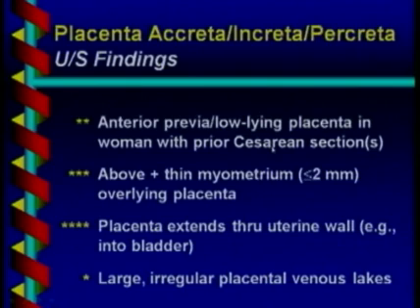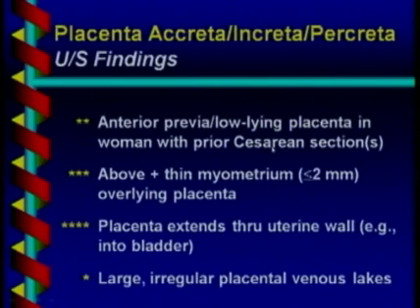If you see that, namely the placenta overlies the region of the scar in a woman with prior C-sections, and on top of that, the myometrium looks very thin over the placenta, or there's no myometrium seen over the placenta, that indicates an almost certain placenta accreta. And if the placenta extends through the uterine wall, for example, into the bladder, then you've diagnosed a placenta percreta.